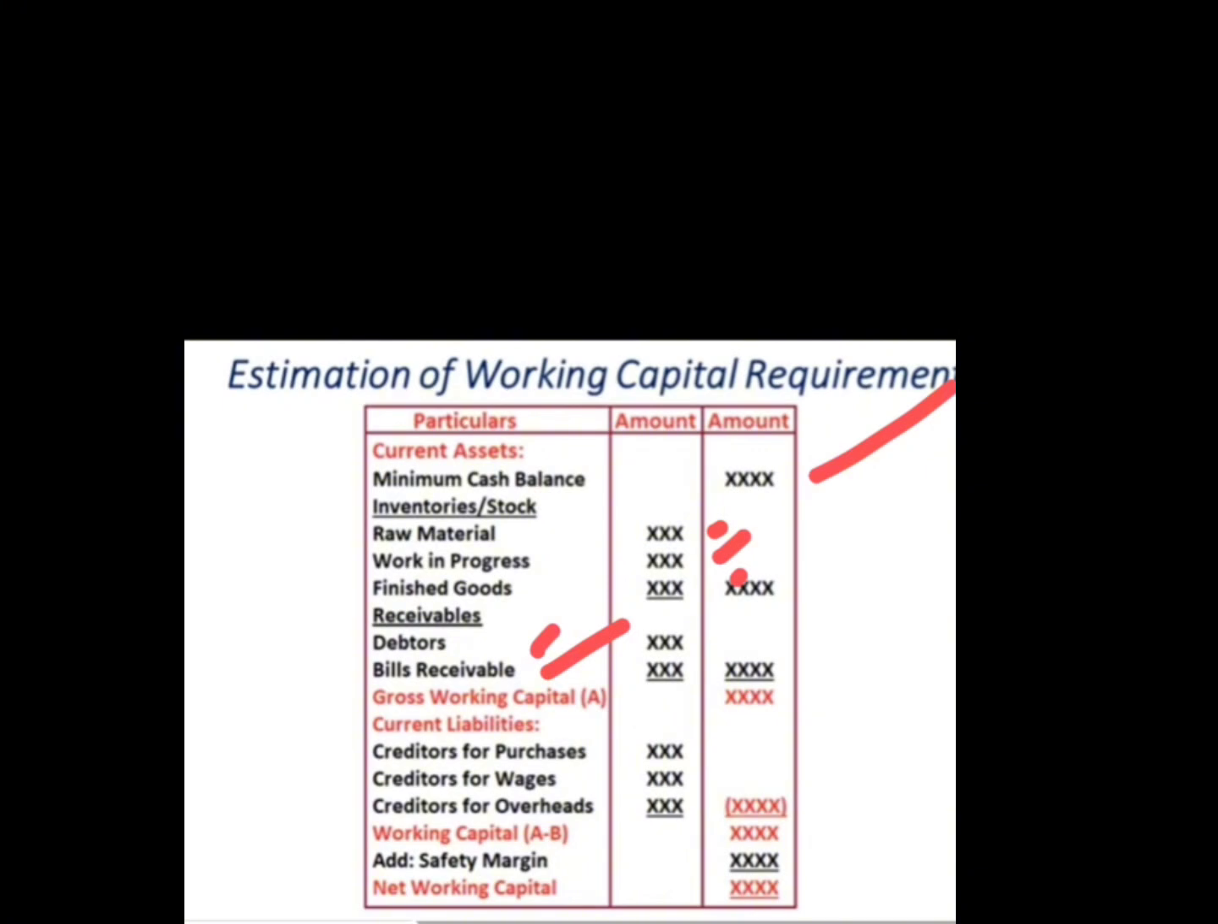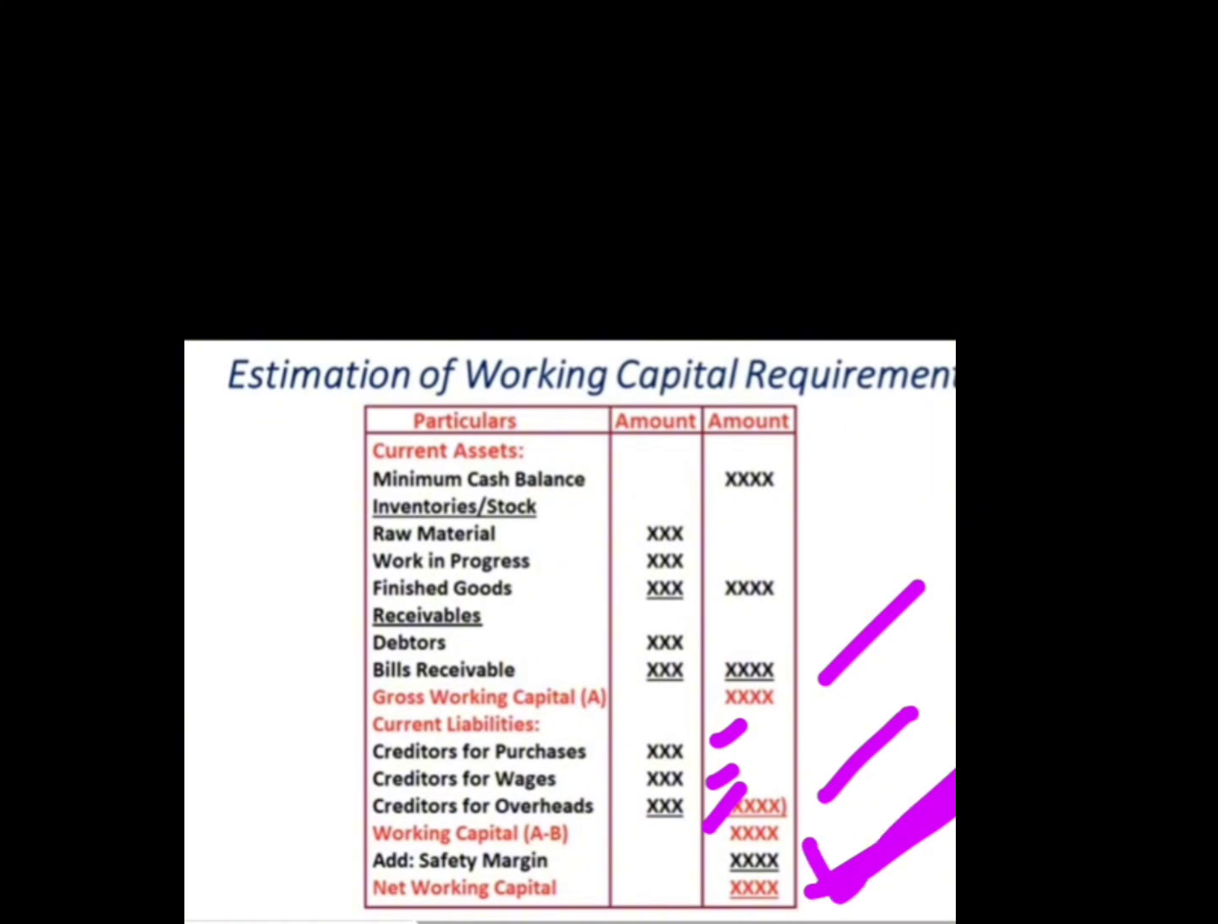By the time you add up all your current assets, it will amount to what we call the gross working capital. Then when you deduct your current liabilities, you will have net working capital. Current liabilities include creditors for purchase, creditors for wages, creditors for overhead. So deduct the total of the liabilities from the total of the assets, and you get the net working capital. This is the format we should use to solve the working capital requirements.